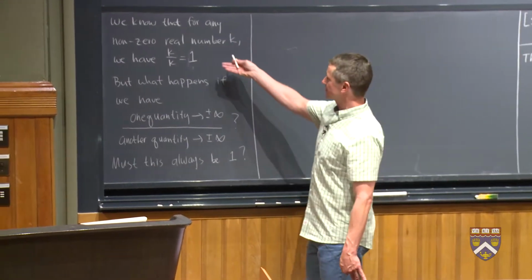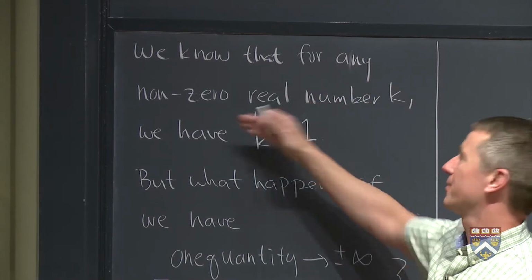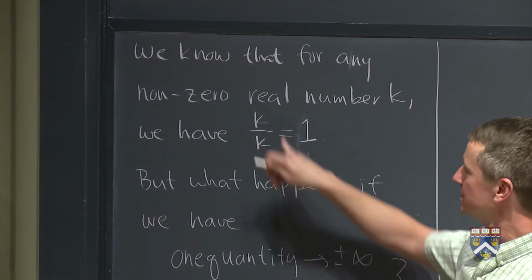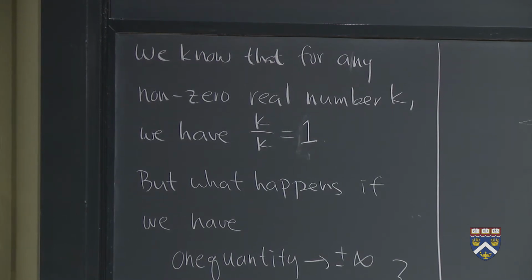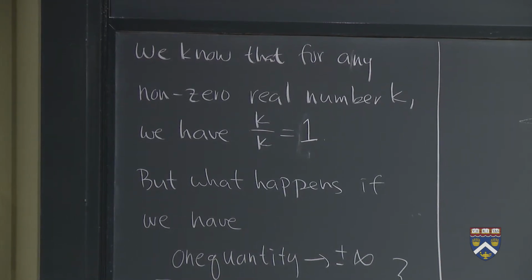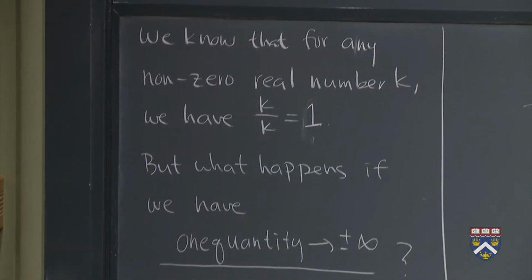So most fractions, if you take a real number other than 0, which is always a special case, and you divide it by itself, you always get 1. 5 over 5, 5 million over 5 million, negative 7 pi over negative 7 pi. They always give us an answer of 1.